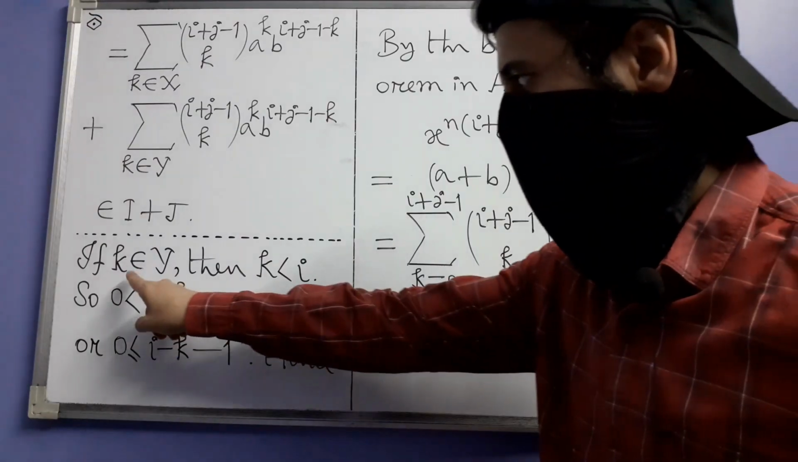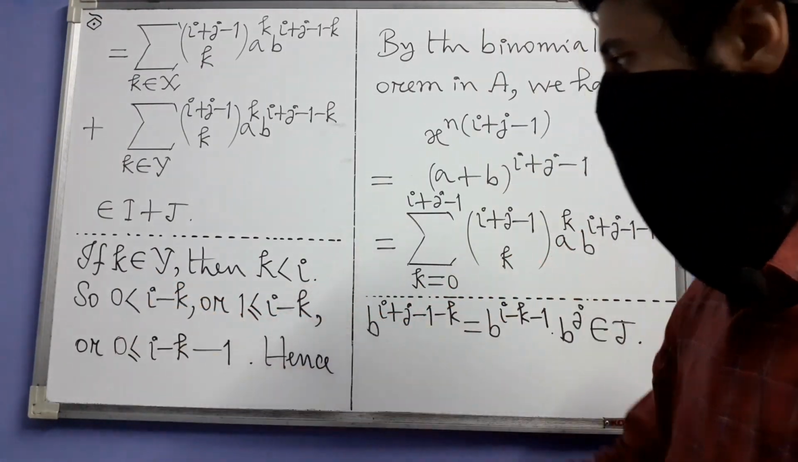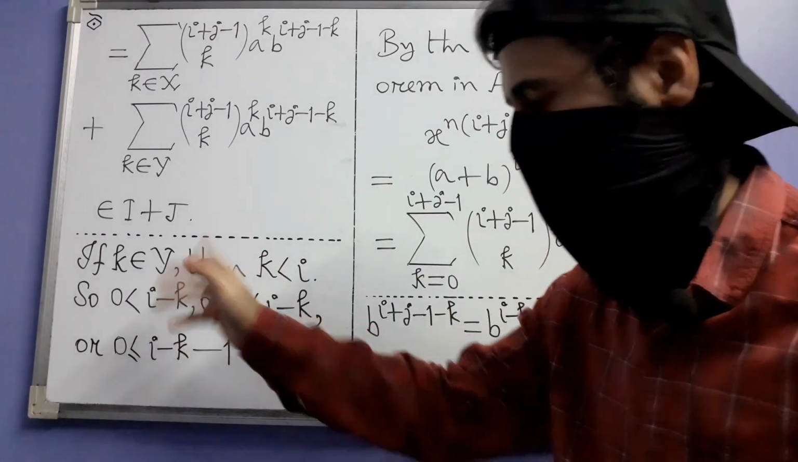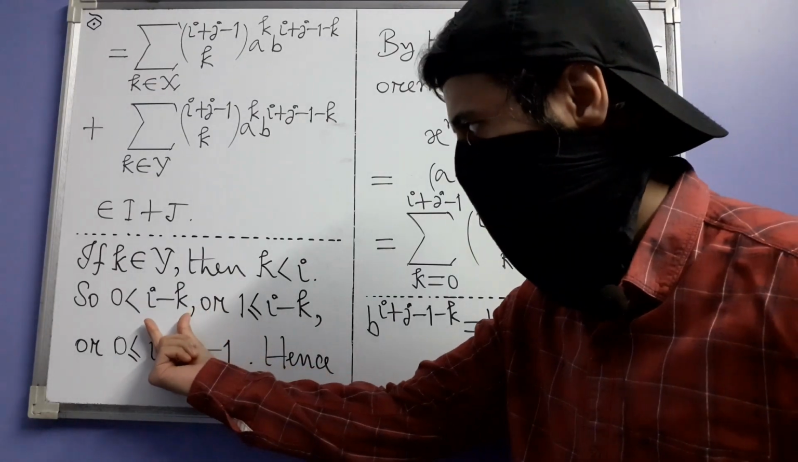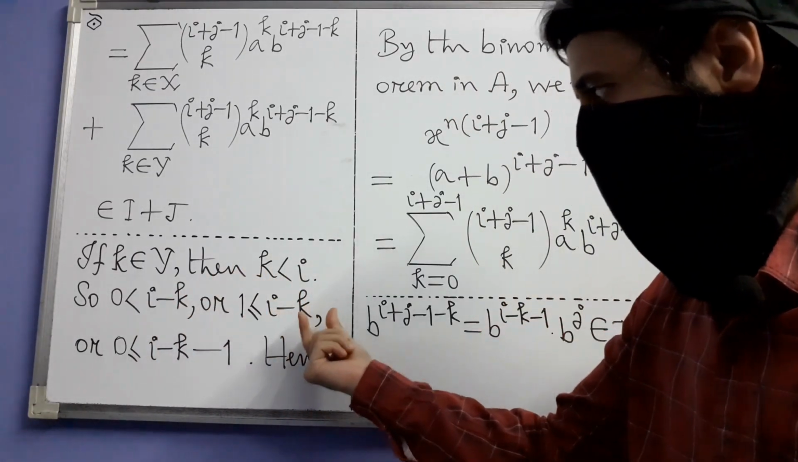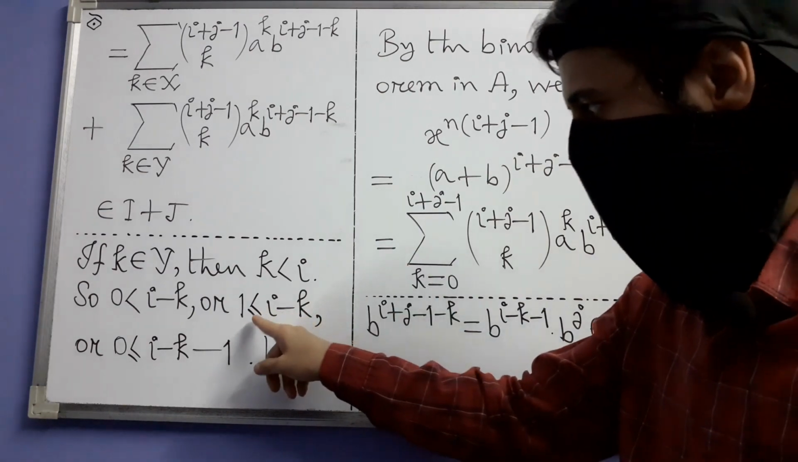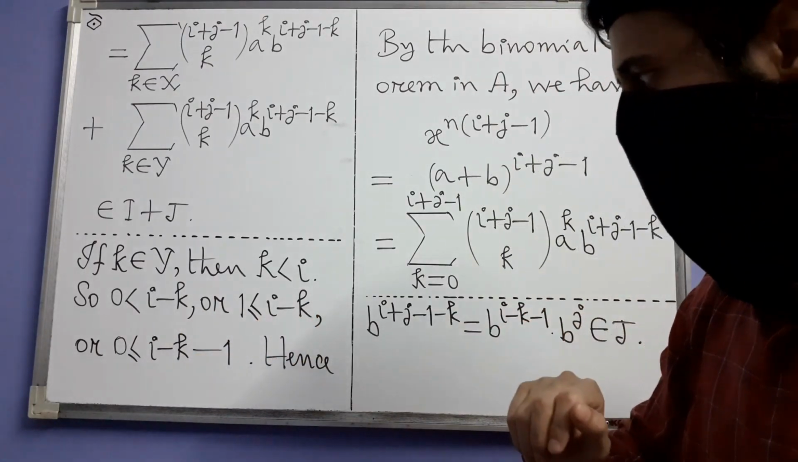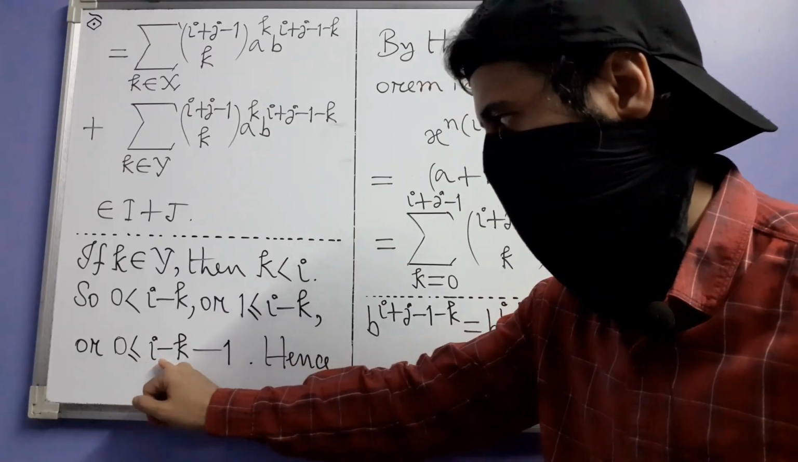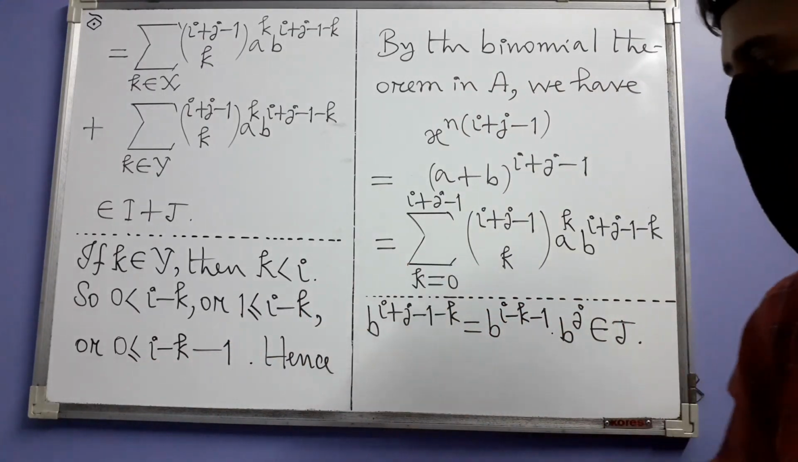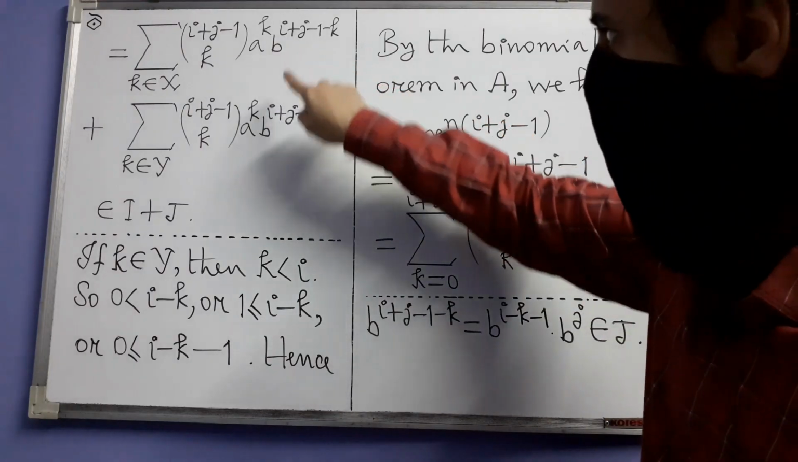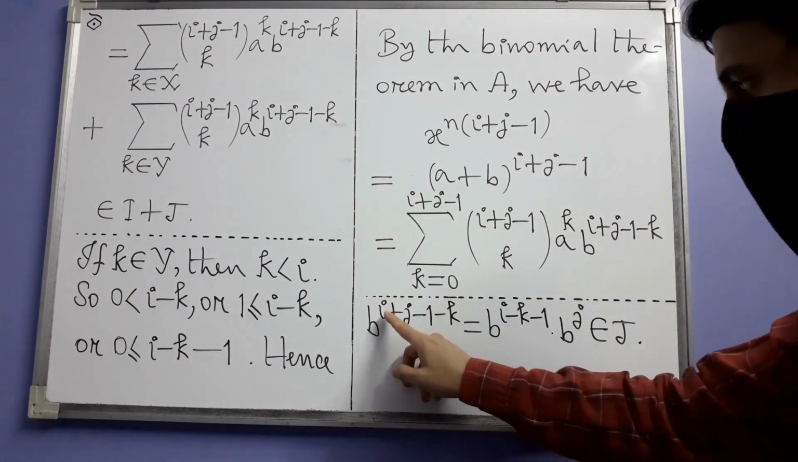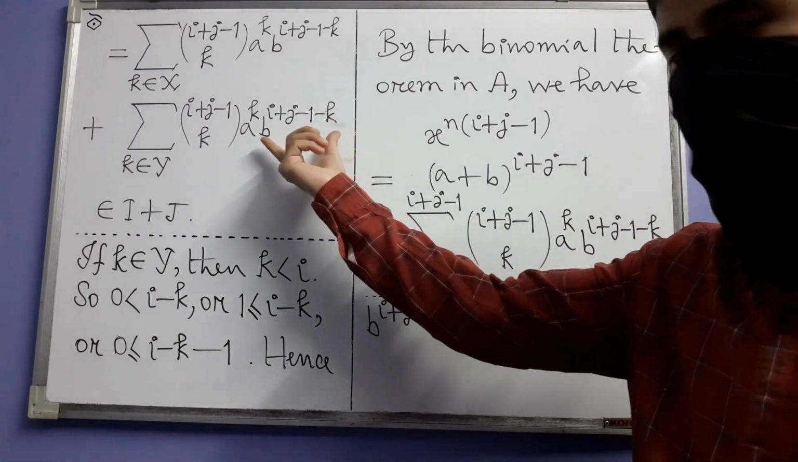So accordingly, let us take any k in Y now. Then by the definition of Y, k is less than I, or I minus k is greater than 0. Because this is an integer, this implies that I minus k is a positive integer. That means it's greater than or equal to 1. But then if you subtract 1 from both sides, you get this inequality: 0 is less than or equal to I minus k minus 1. Now concentrate on this one, this power of b, b to the power I plus j minus 1 minus k, which is what we have here.